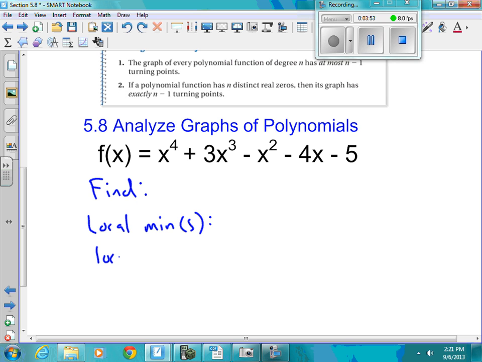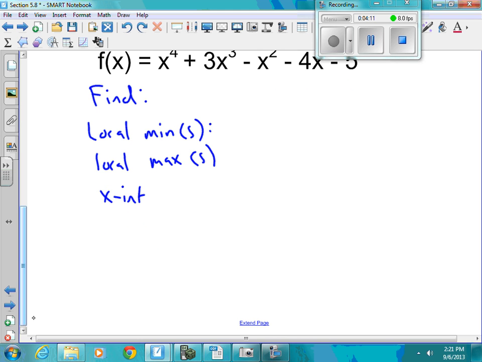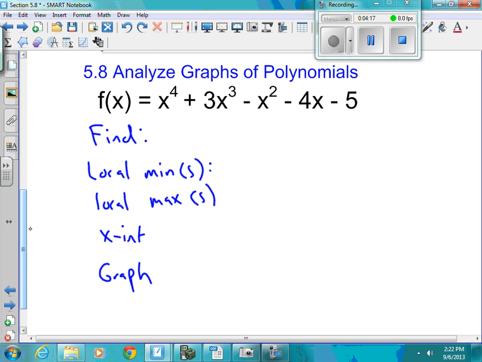The local maximums, or maximum, or maximums. The x-intercepts. And then I want you to graph. So we're going to do all those things. We're doing what I'm going to ask you to do in class tomorrow. Problems from your book. So let's practice that right now.